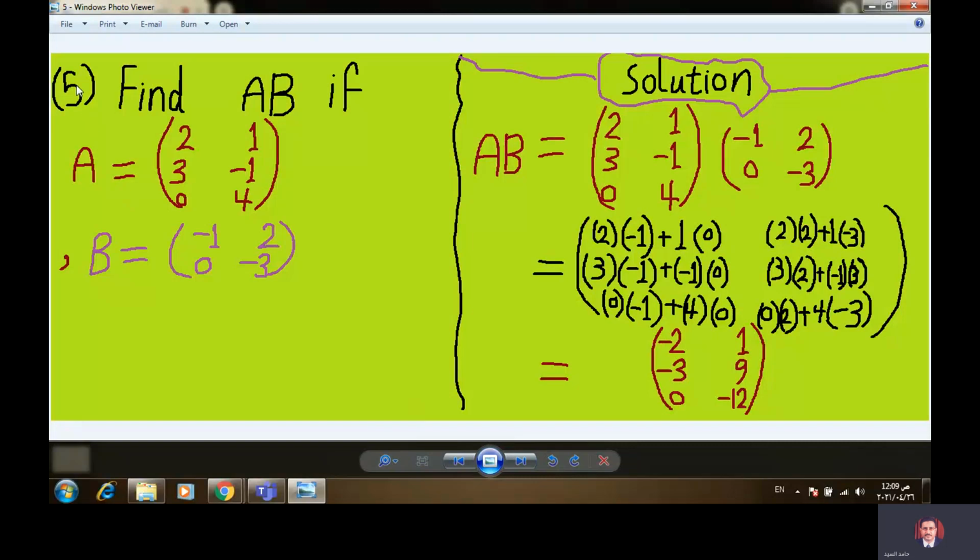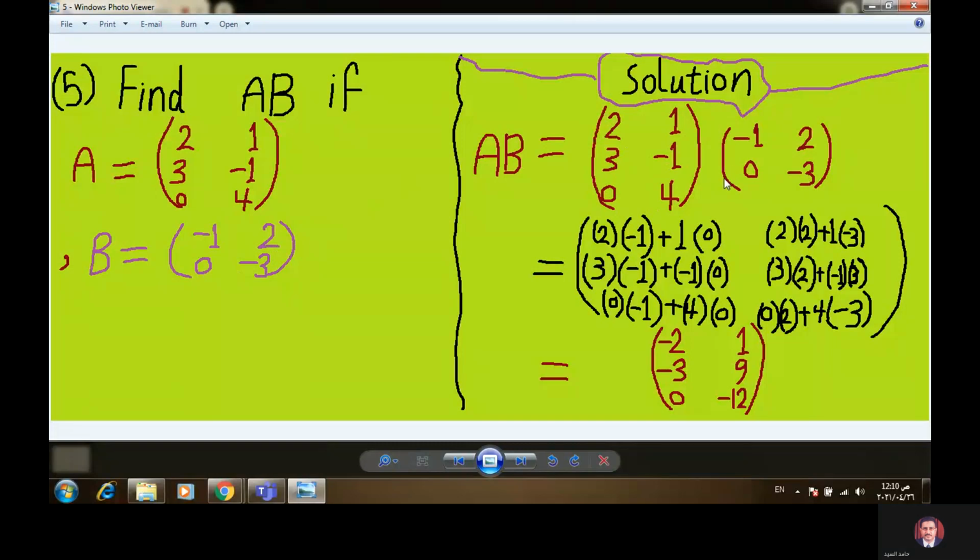Now, number 5, find AB, if A equal this matrix of elements 2, 1, 3, negative 1, 0, and 4. B equal this matrix of elements negative 1, 2, 0, and negative 3. Solution: AB equal this matrix of elements 2, 1, 3, negative 1, 0, and 4 times this matrix of elements negative 1, 2, 0, and negative 3.